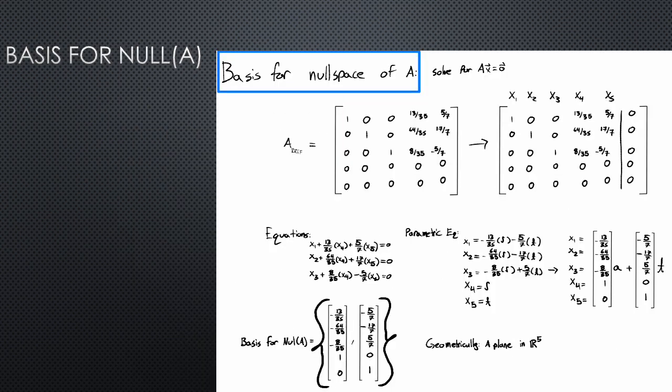As for the basis for the null space of A, you have to first be in RREF, which we've already done, then make equations using the variables x1 through xn, in this case x5, then parameterize them. Finally, drop the variables from the columns, and they are the basis for the null space of A. The geometric interpretation of this is a plane in R5, since there are 2 variables, which is a 2-dimensional object, which makes a plane.